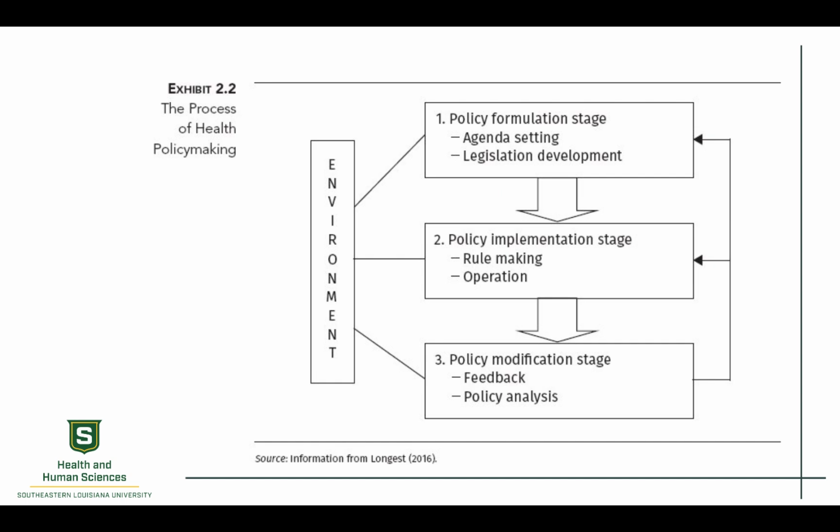So this is another example of a policy life cycle and the process of health policy making. This is in one of the textbooks, and it talks about how you have the policy formulation stage, where agenda setting comes in, policy implementation, where rulemaking happens, and policy modification, whereby you do the policy analysis or implementation evaluation, and then you go back and give feedback if there are some changes that need to be done. So that is how that process goes.